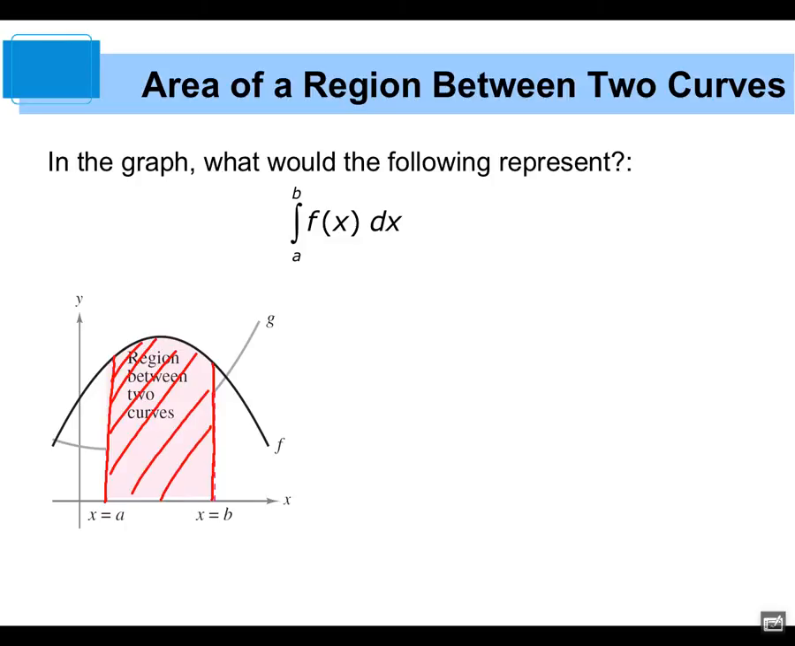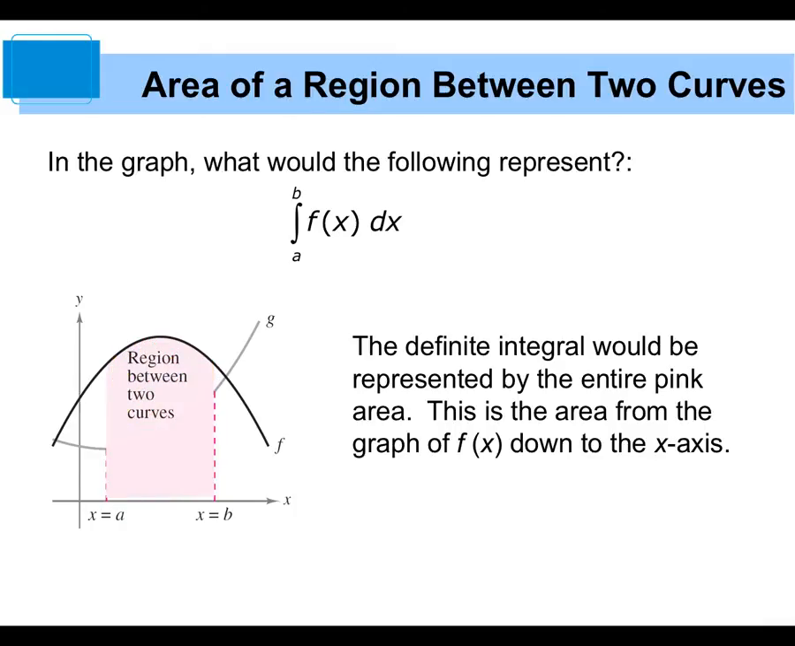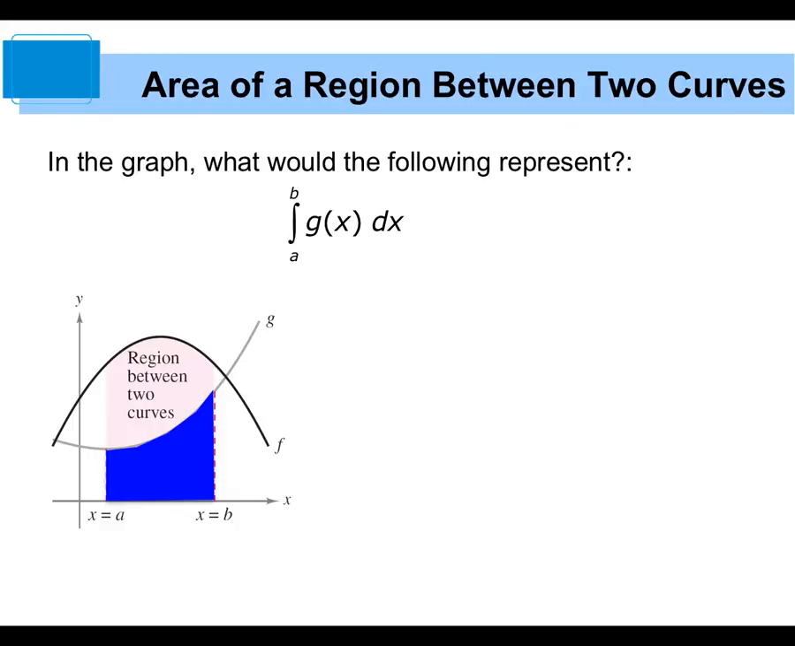So since f of x is the black curve, then the integral from a to b of f of x would be the area from the black curve down to the x-axis, because that's how we defined an integral. Right? It's the area under a curve. Any problems there? Good. Then, yeah, we talked about that already. And then g of x is the stuff below g.